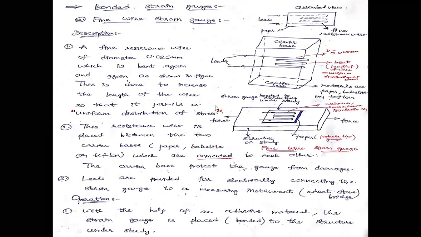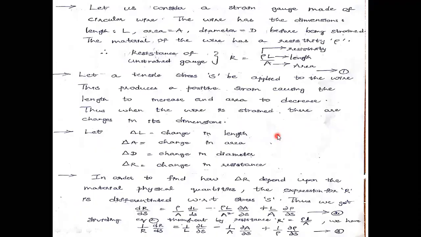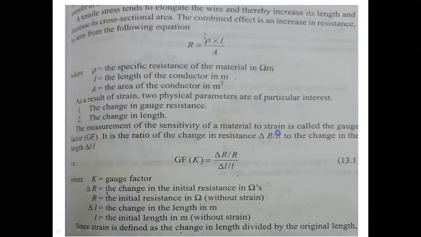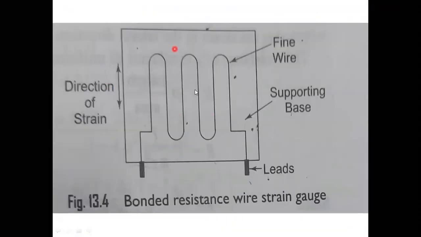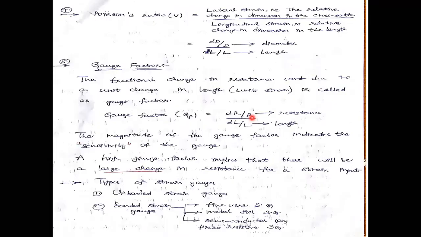Next one is bonded type of strain gauge. In that, fine wire strain gauge is given. ఇప్పుడు మనకి ఫస్ట్ చూపించాను కదా, మీకు టెక్స్ట్ బుక్‌లో ఇచ్చారు కదా, మీకు టెక్స్ట్ బుక్‌లో ఇండికేట్ చేసింది ఇది బాండెడ్ టైప్ ఆఫ్ రెసిస్టెన్స్ వైర్ స్ట్రెయిన్ గేజ్. ఇది ఫైన్ వైర్ లాగా ఇట్లా అరేంజ్ చేసి ఉంటుంది. ఆ అరేంజ్‌మెంట్ నేను ఇట్లా చూపిస్తున్నాను. ఇది వేరే టెక్స్ట్ బుక్‌లో ఇట్లా ఇండికేట్ చేశారు.